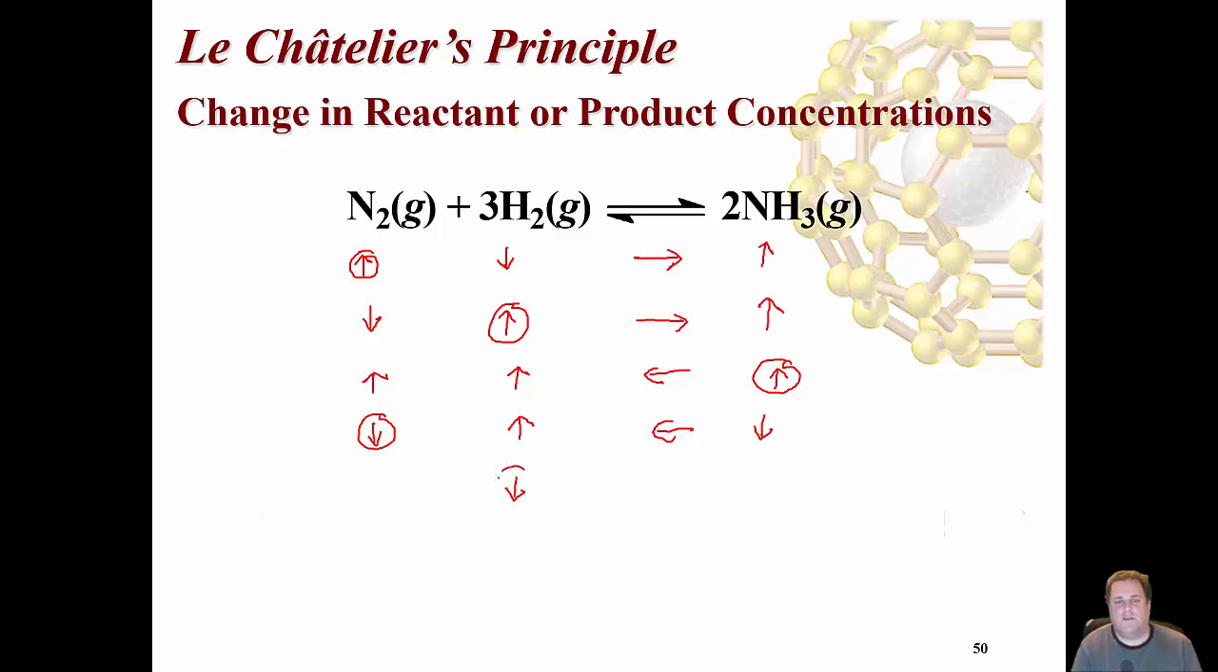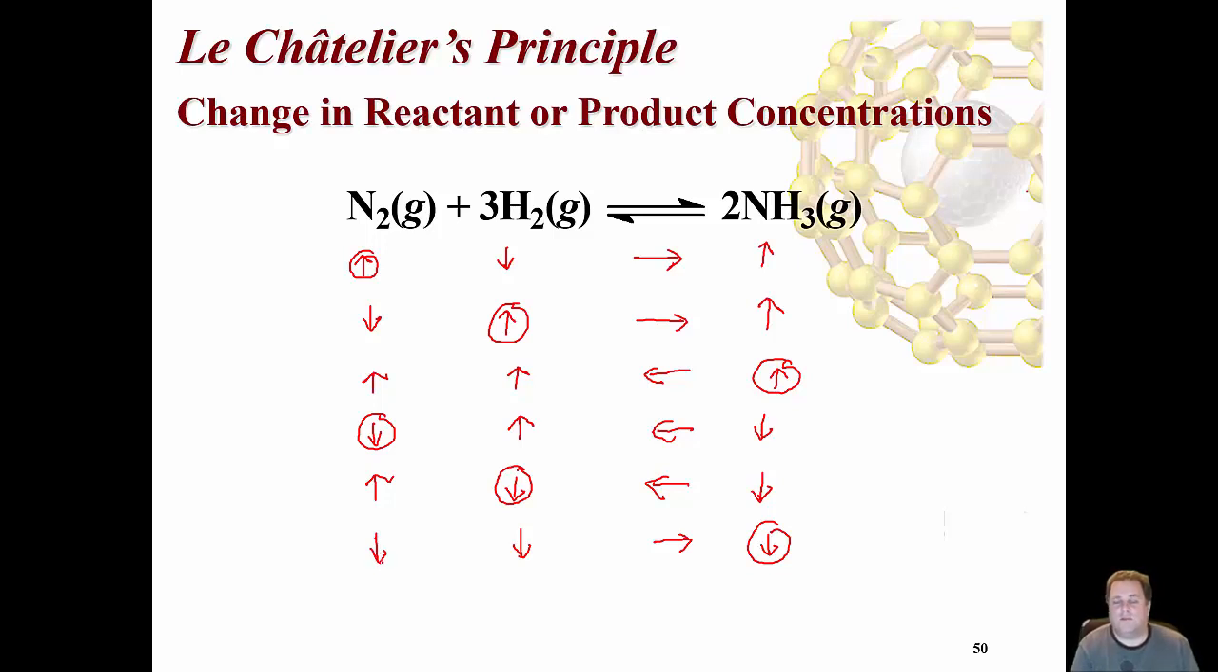If we remove H2, since it's still on the reactant side, we expect the same thing to happen. It's going to shift left, and shifting left simply means this goes down on the product side, and on the reactant side it goes up. And if we remove NH3, we're going to shift to the right towards that, meaning the N2 and H2 will go down.